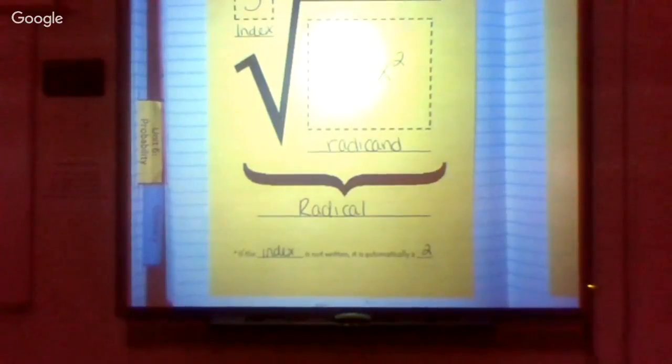Questions so far? Okay. On the next page, all we're going to do is identify what your index is, and identify what your radicand is.